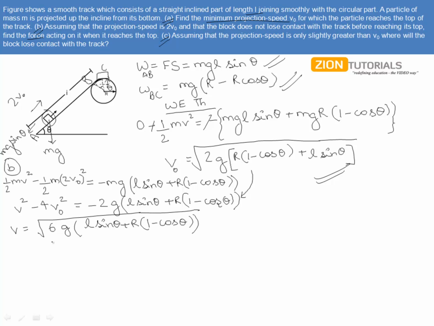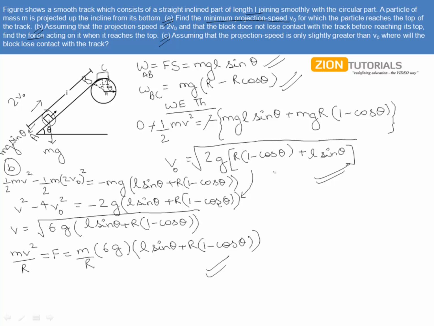Right? Now we need to find out the force at point C. What will it be? Obviously this is a part of the circular part, so here some centripetal force will be there, and that will be mv square by r. That is the actual force we need to find out, and that will come out to be m by r into 6g into L sine theta plus r into 1 minus cos theta, giving us the required answer.